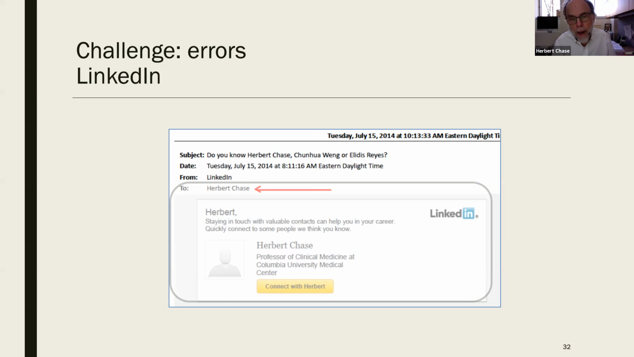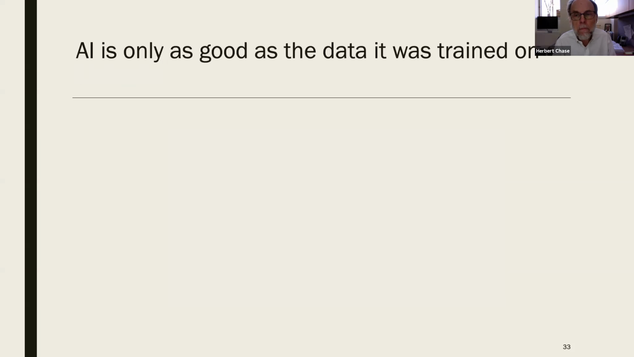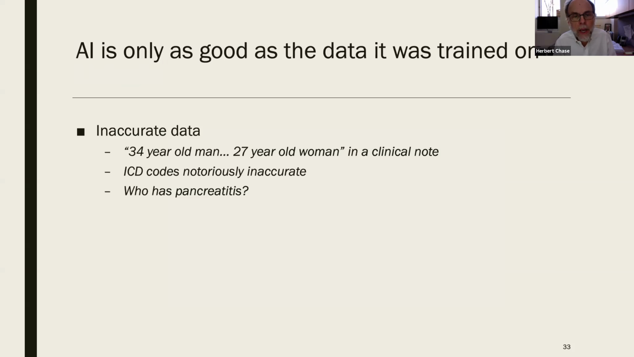Well, what about if the mistake's in the medical space? So first, I say that any AI developed in healthcare is only as good as the data it was trained on. And healthcare data is well known to be legendarily inaccurate. In one paragraph that my colleague found in a report in an electronic health record, in that same paragraph on one patient, it literally said, at the beginning of the paragraph, a 34-year-old man, at the end of the paragraph, it said a 27-year-old woman.